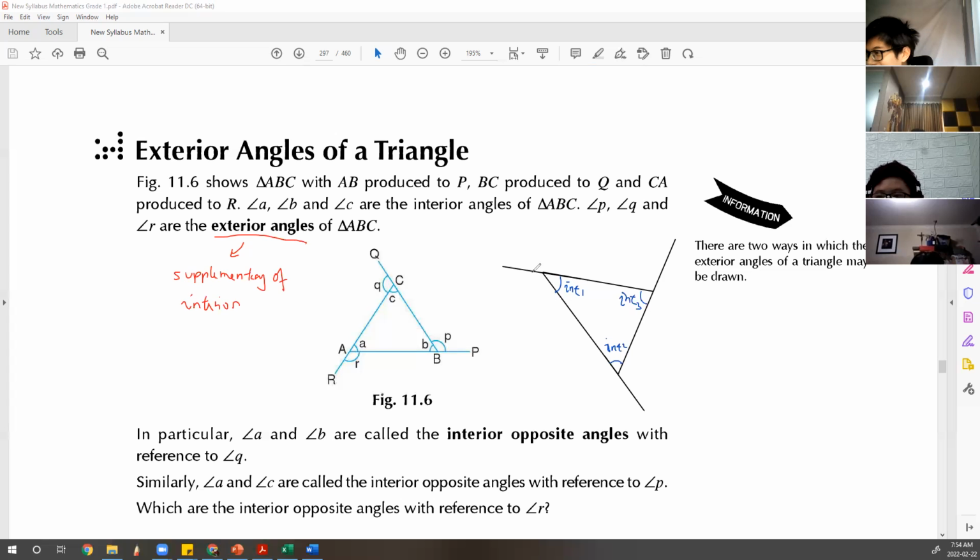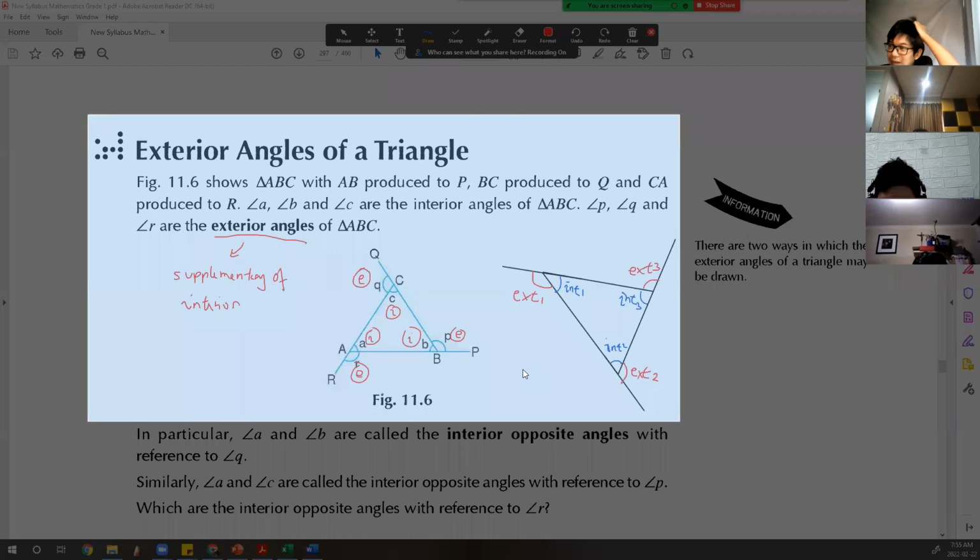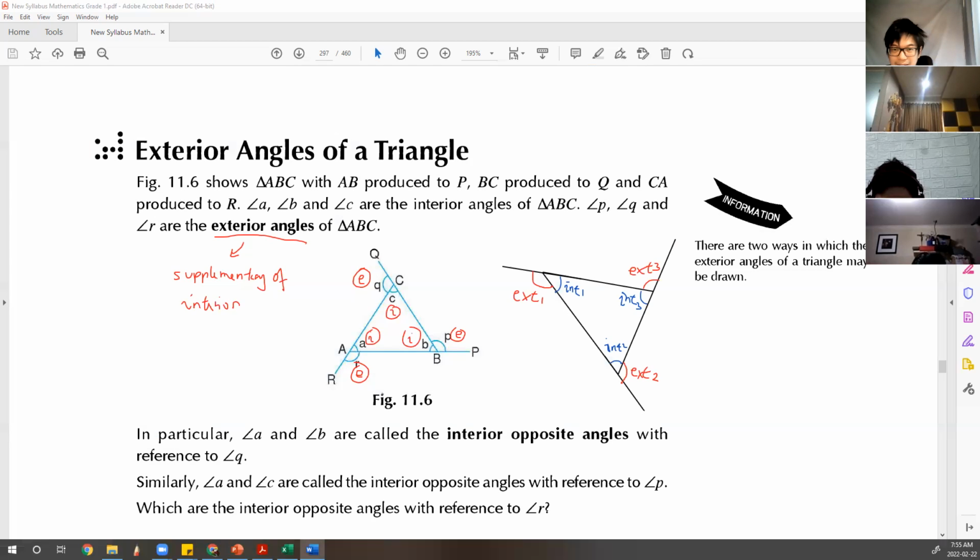So if this is interior 1, this is exterior 1, right? And if this is interior 2, not this, careful, the other, the supplementary, exterior 2. So this is the term only. This is exterior 3. So Q, R, P are exterior, and A, B, C are interior angles, right? So the exterior angle is always supplementary with the interior angle. Okay, that is the first rule. Next, we can go for a further topic.